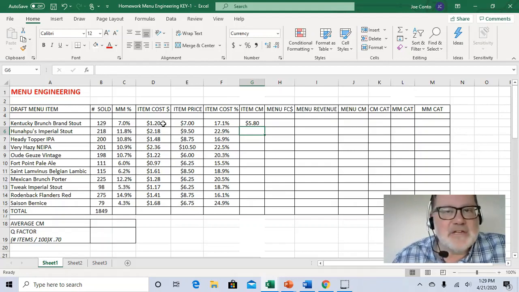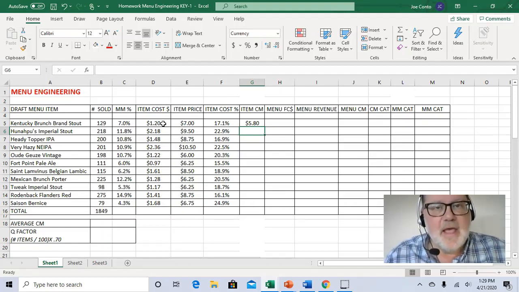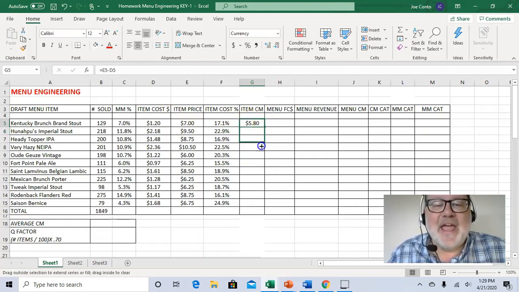Now again, that $5.80 goes to pay for all sorts of other stuff. But the beer is already paid for, right? The product cost is already paid for. Now I can put that towards staffing and insurance and mortgage and utilities and insurance. I guess I said that. I'm always concerned about that. And again, drag it down.